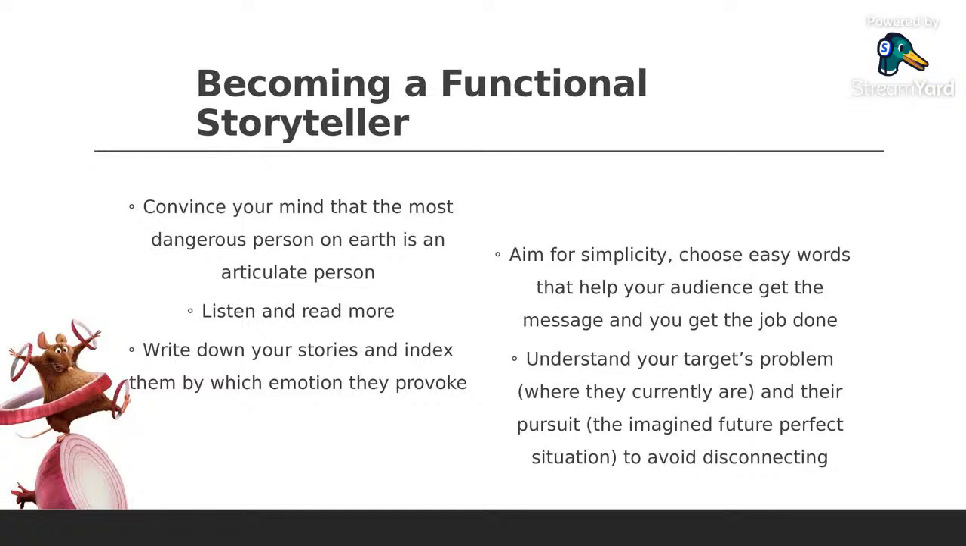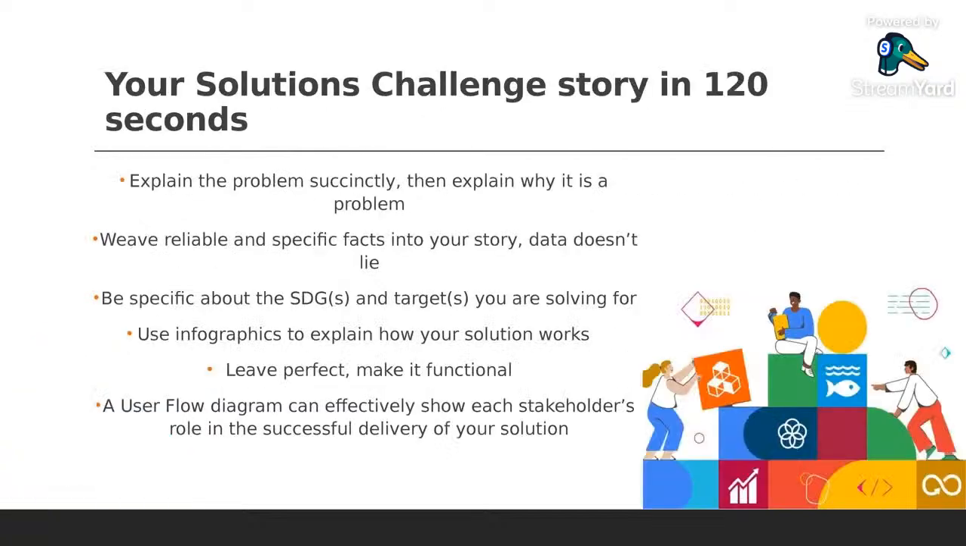So that's what problem and pursuit means: understanding where the person you're talking to is right now and where they're trying to go, because it will help you take them on a journey that doesn't disconnect them from what you're trying to say. And yeah, so that's all for functional storytelling.